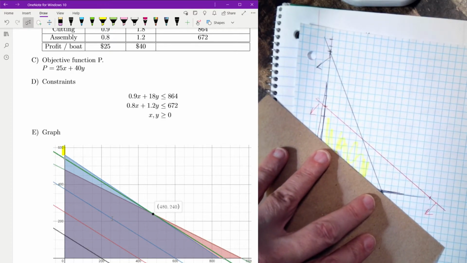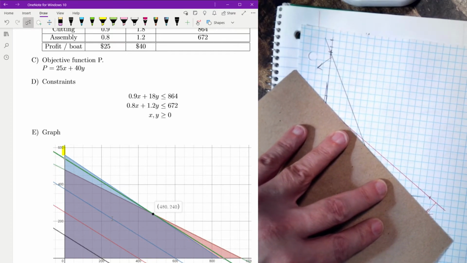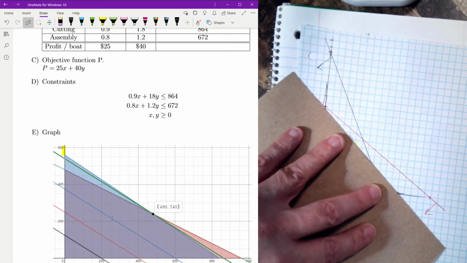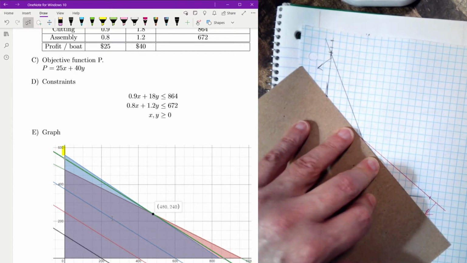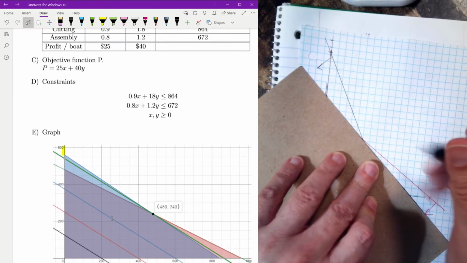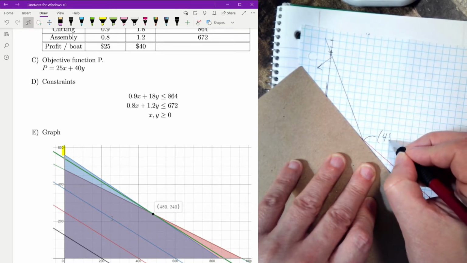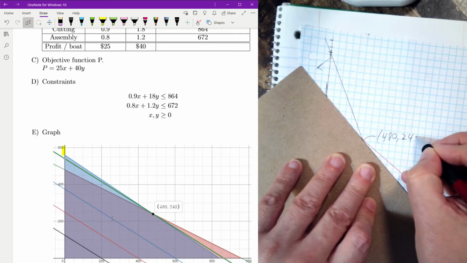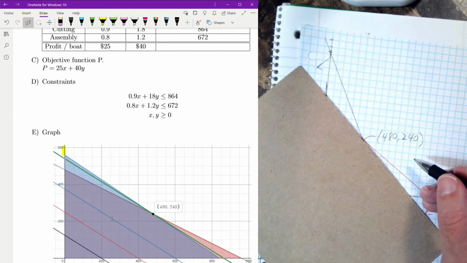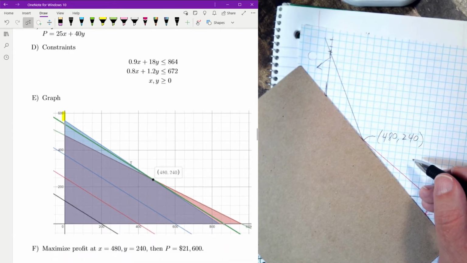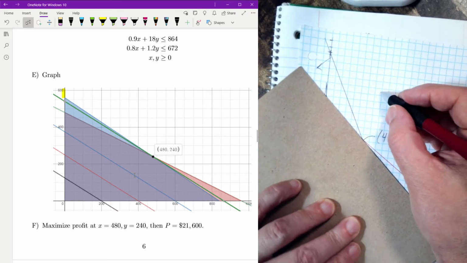We reach a point here. Okay, we're still in our region. And then we come to this point. So this happens to be our maximum point. And that point is 480 by 240. It's a corner point. And this matches up with P equals 2160, I believe. So let's calculate that.